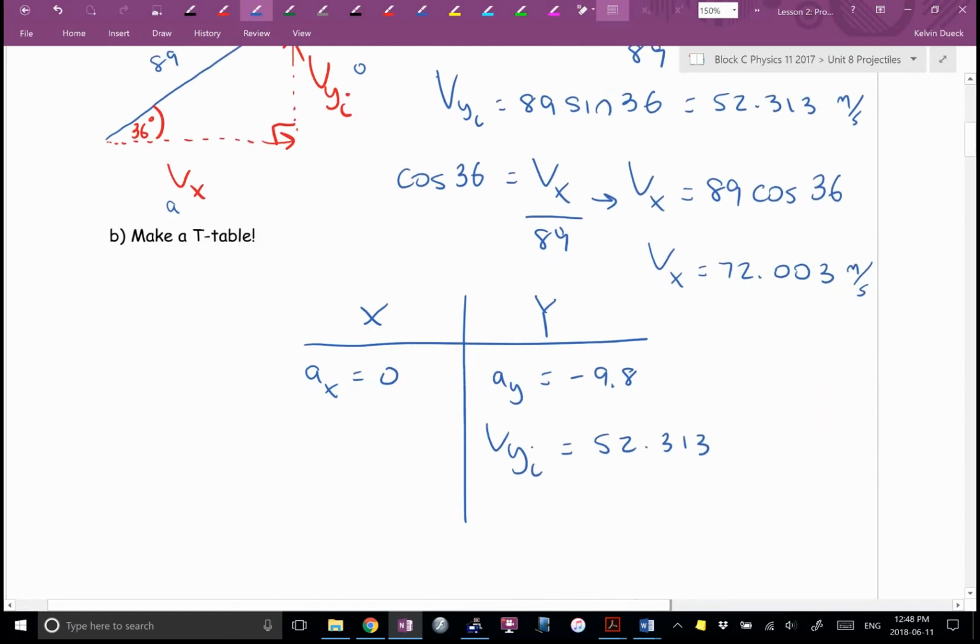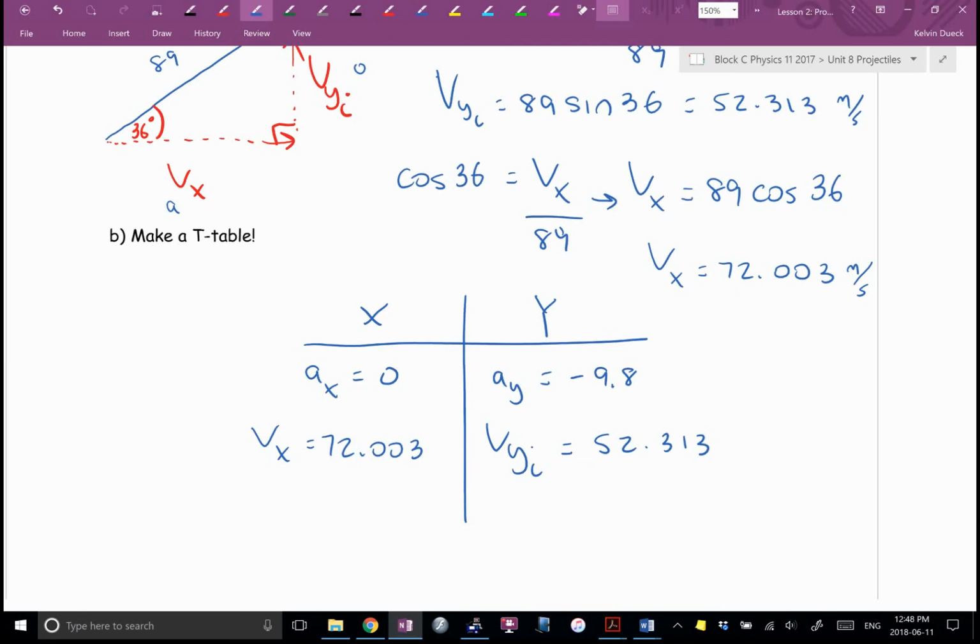And I can put that in my t-table as well. Brian, how many things do I have on the left side of my t-table? How many things do I have on the right side of my t-table? Not enough. The rest I have to get there from my knowledge of physics.